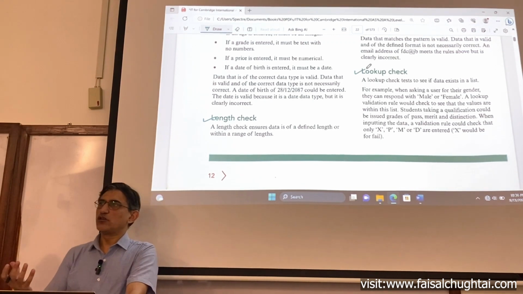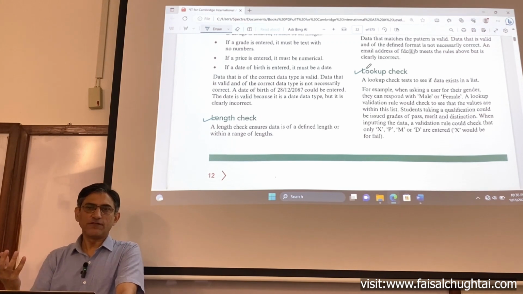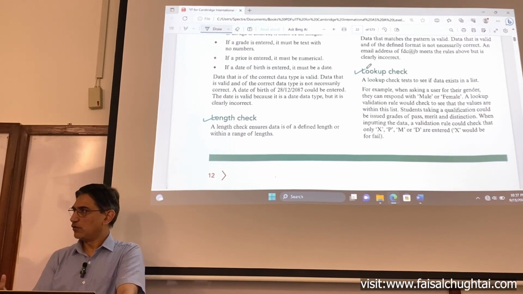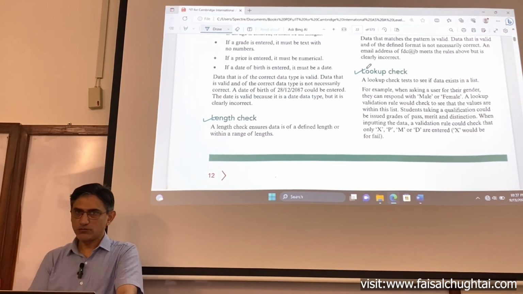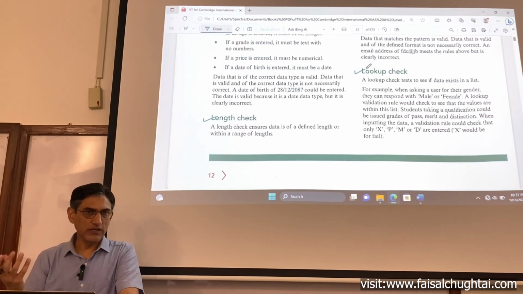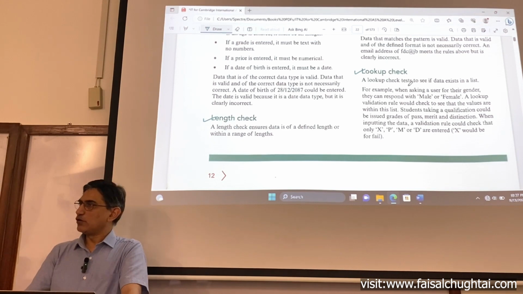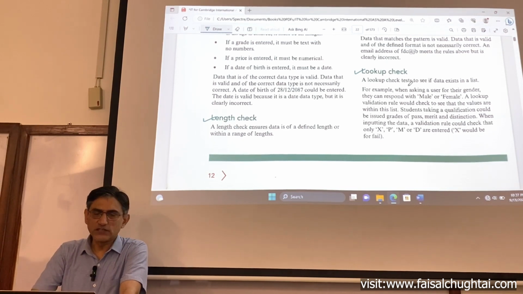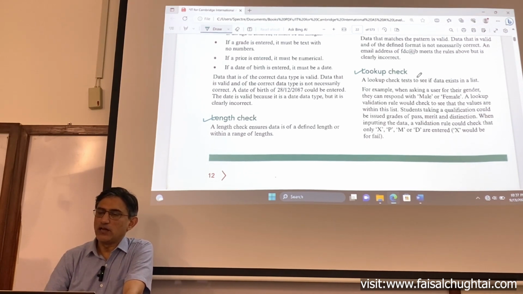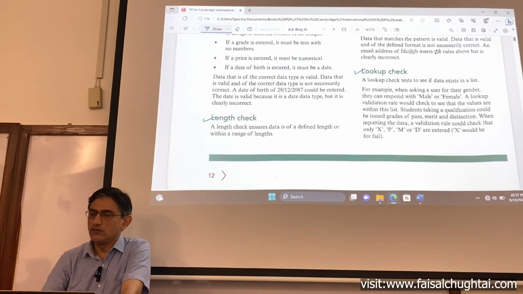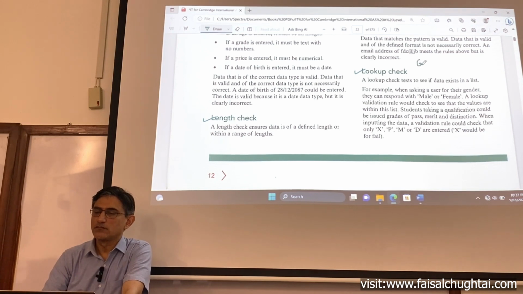Lookup checks work on predefined lists of data items. For example, you're filling an online form for some purpose and you're supposed to mention the gender. Okay, so how can you have it? One way of taking the input for gender could be, say for instance, the field is gender.